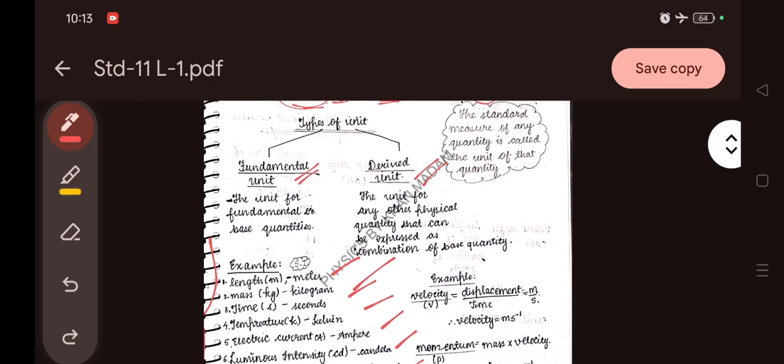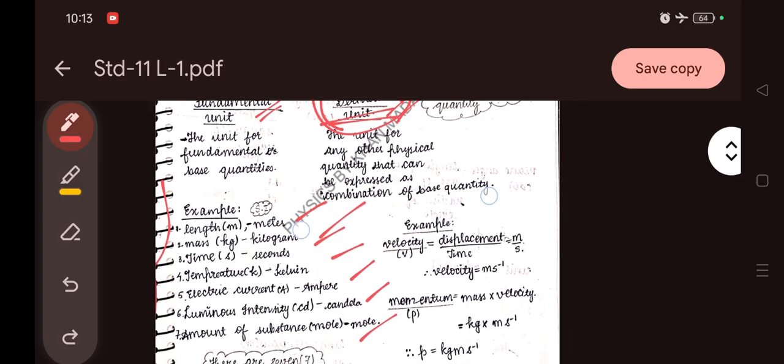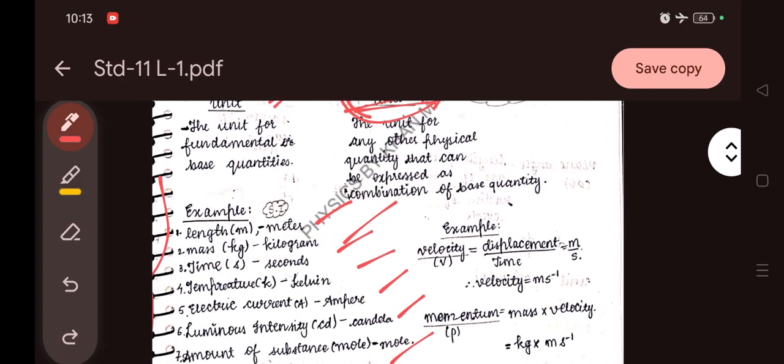So another type of unit is known as derived unit or derived quantity. So what is a derived quantity? The unit for any other physical quantity that can be expressed as a combination of base quantities. Now, what are examples of derived quantity?